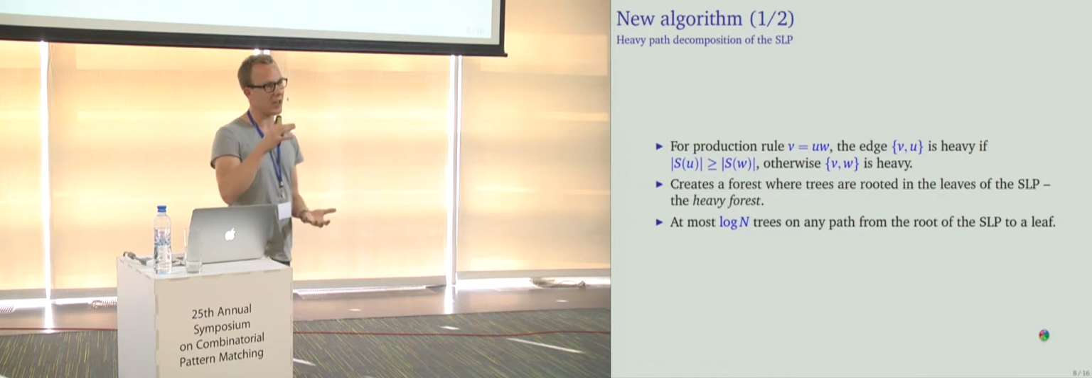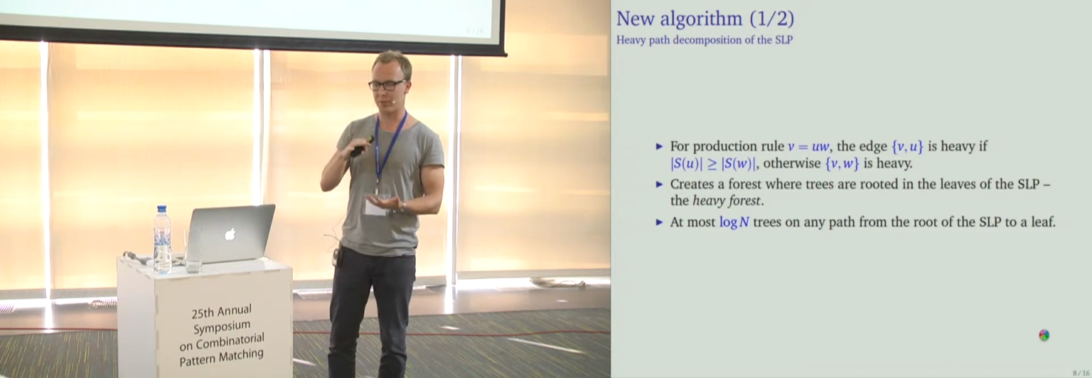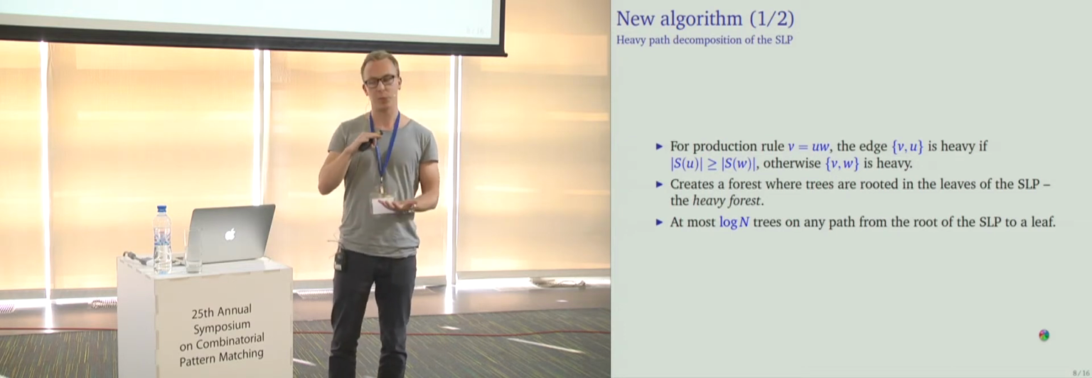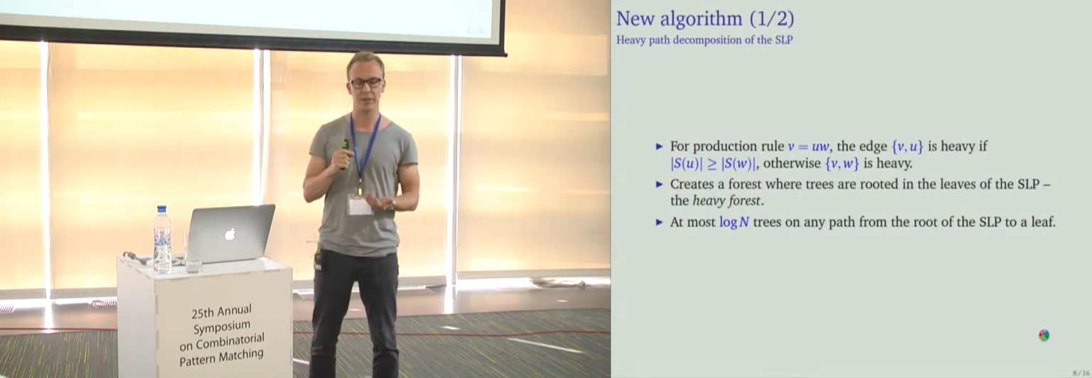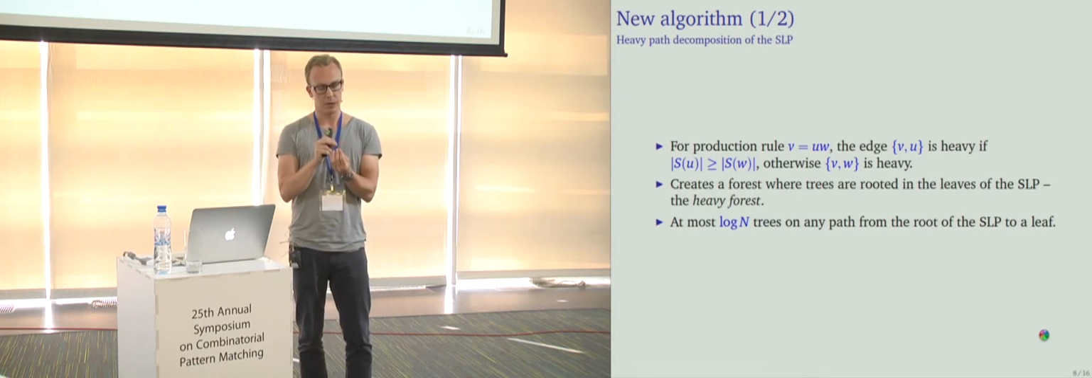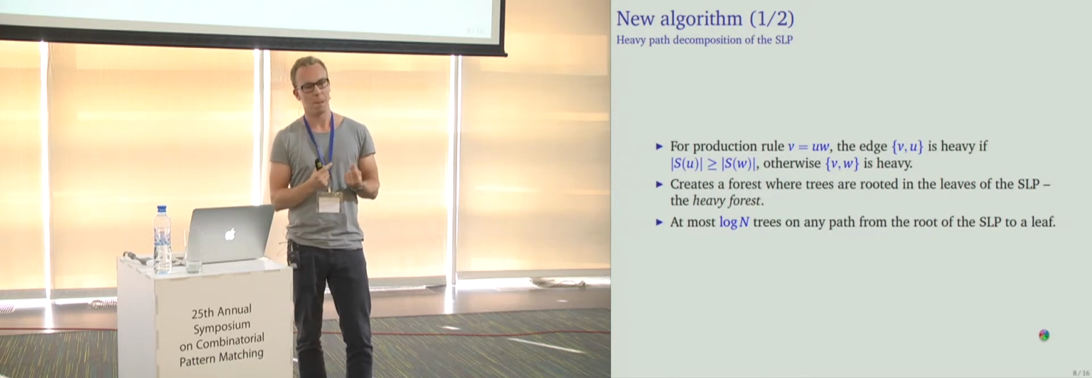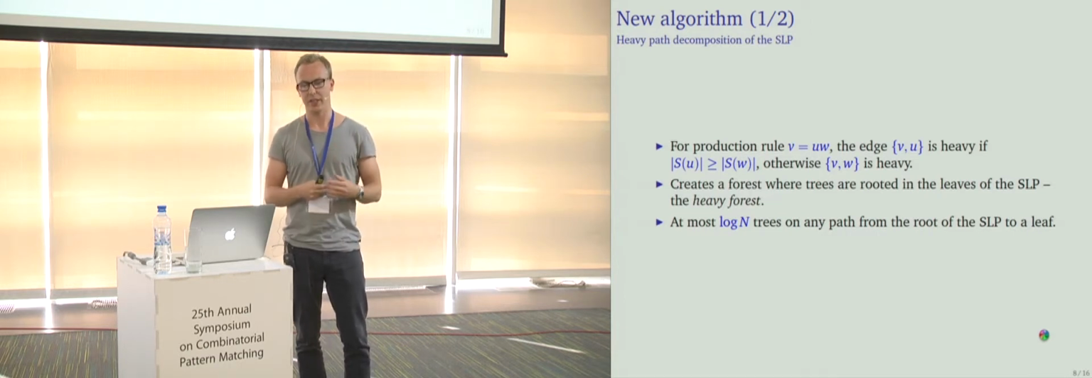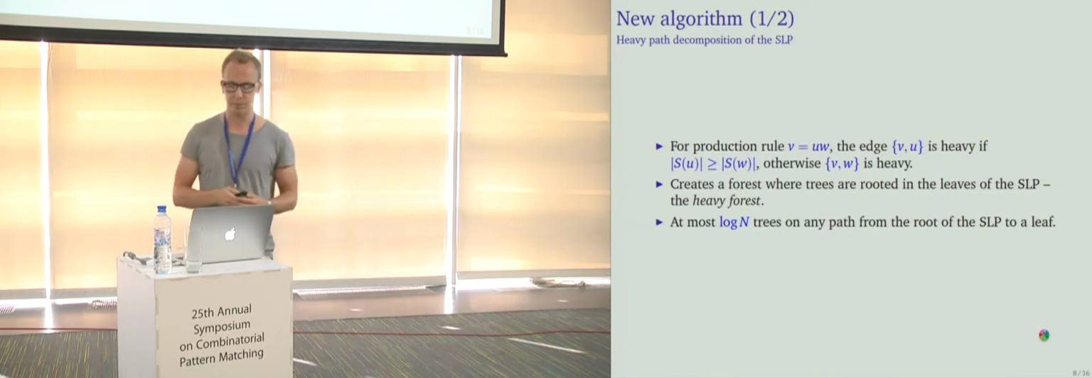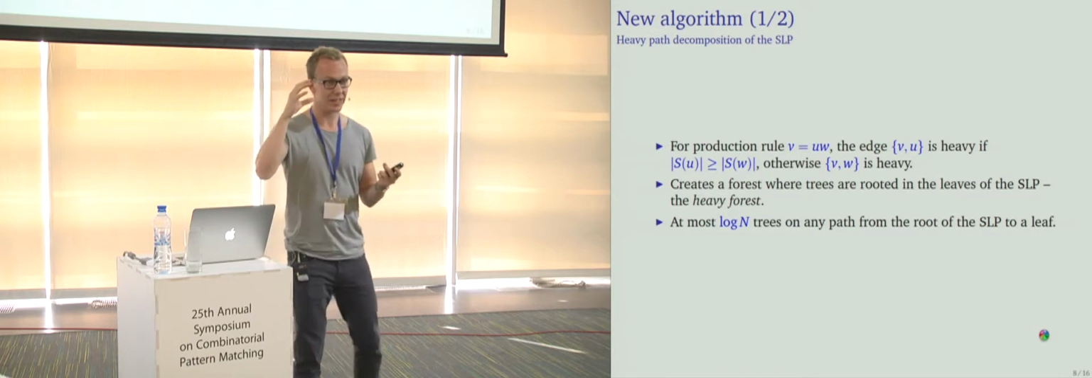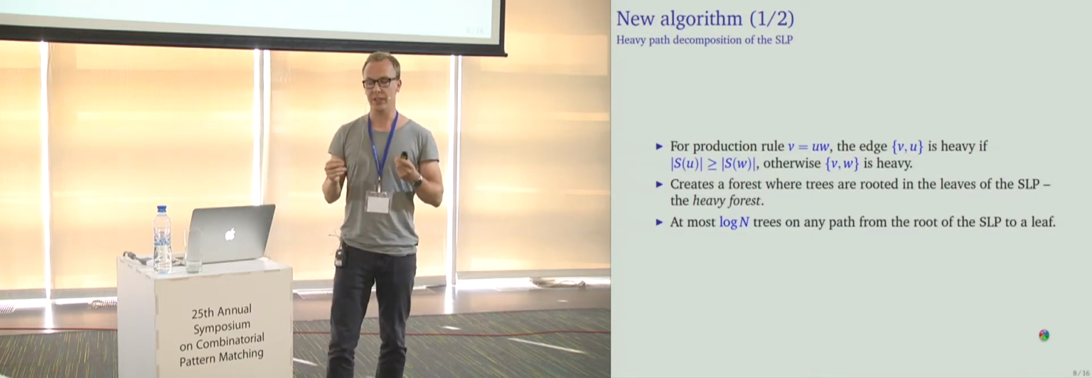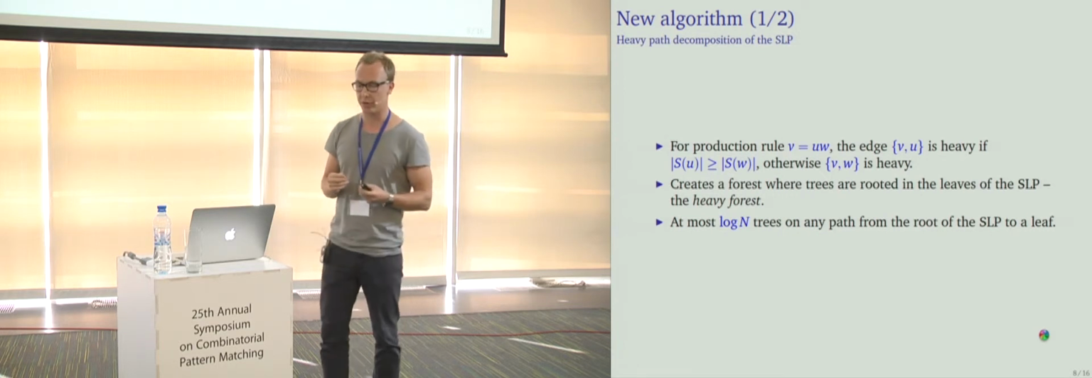This forest is upside down, and this is sometimes a bit difficult to grasp, but this forest is upside down compared to the SLP. So that means the trees of the forest are rooted in the leaves of the SLP. So if we go down in a tree, we actually go up in the straight line program, and vice versa. The main property of the heavy path decomposition is that on any path in the SLP from the root to some leaf, we visit at most log n trees.